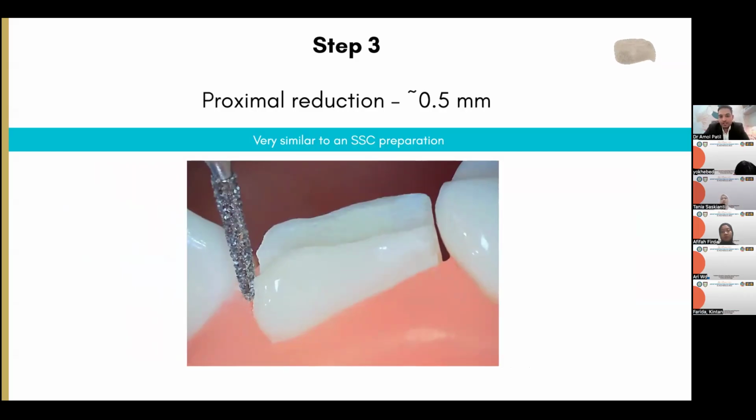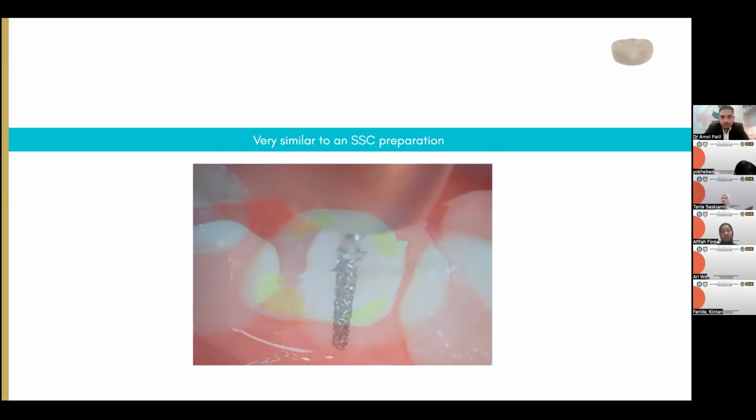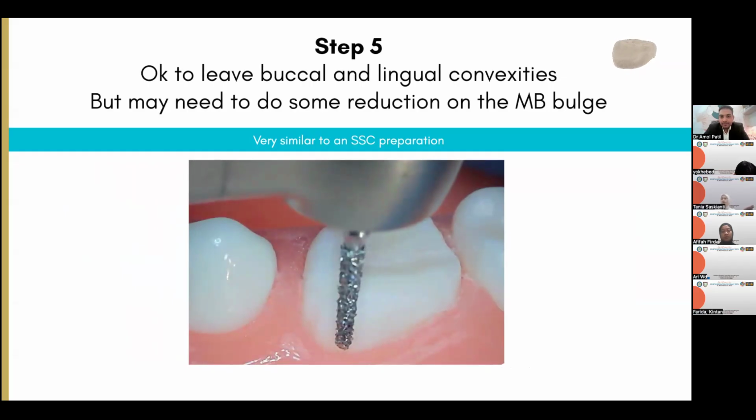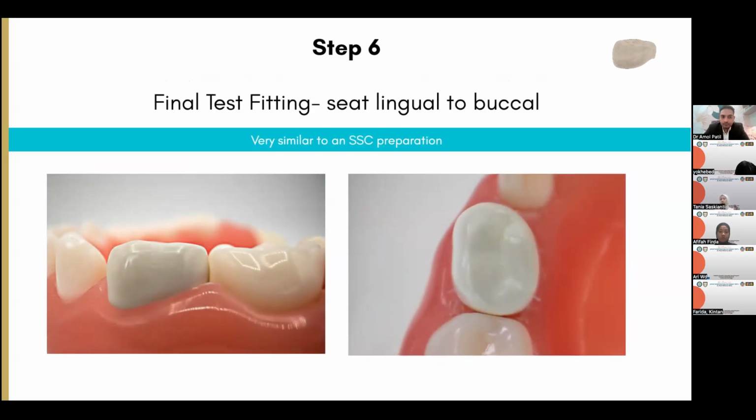Proximally, 0.5 mm reduction is required so as to reduce the contact with the adjacent tooth. Then round off all the line angles and the point angles. Followed by that, leave buccal and lingual convexities, but we may need to do some reduction in the buccal bulge. So these are the bulges which can cause a problem while seating biflex crowns. This is the final test fitting. When we seat the crown, it should be seated from the lingual to the buccal side.